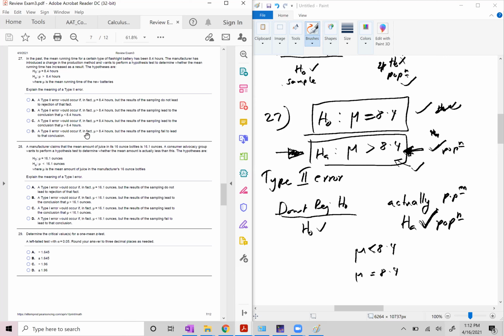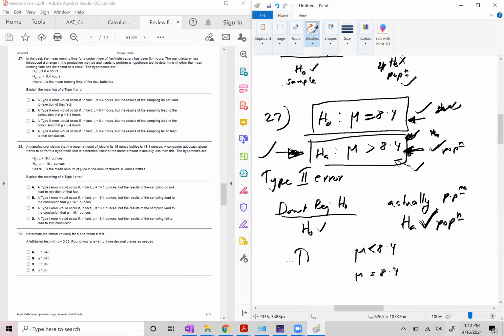D. Type 2 error would occur if in fact mu is greater than 8.4 in the population. Good, right? It doesn't say it's the population, but you should be able to understand it. This first sentence is talking about the population, okay? But the results of the sampling fail to lead to that conclusion. This is the perfect answer. The result from the sampling failed to say that this is the correct thing. That means we are here from the sample. Sample says the null is correct, right? So this is the most perfect answer out of these four answers. So the answer to 27 is D.